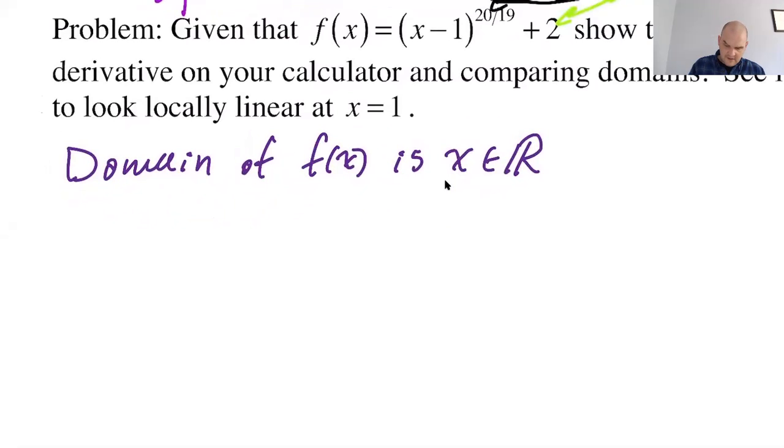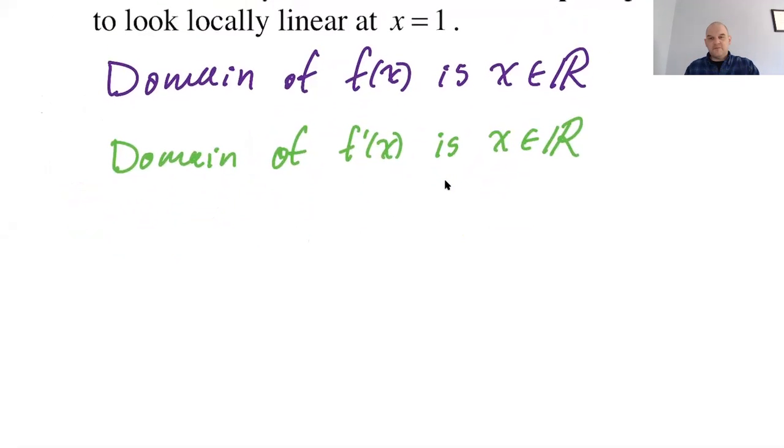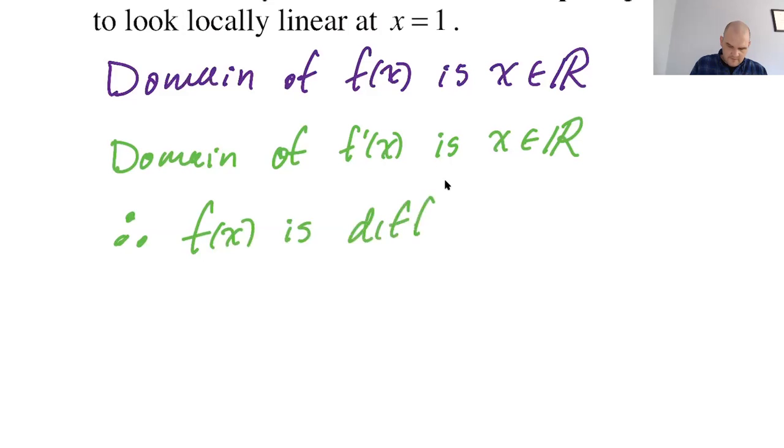You know what it is. So let's see. The domain of f prime of x is x is an element of the reals. So since they have the same domain, that means the function is differentiable. If the domain of f prime was like all reals except 3 for some reason, then it wouldn't be differentiable, because f of x exists at 3, but f prime of 3 doesn't exist, not differentiable. So therefore, f of x is differentiable.